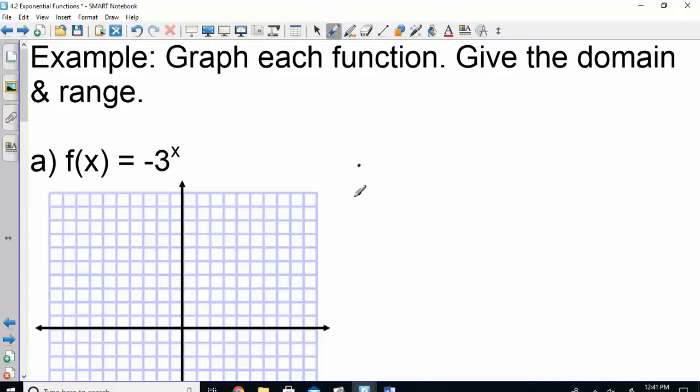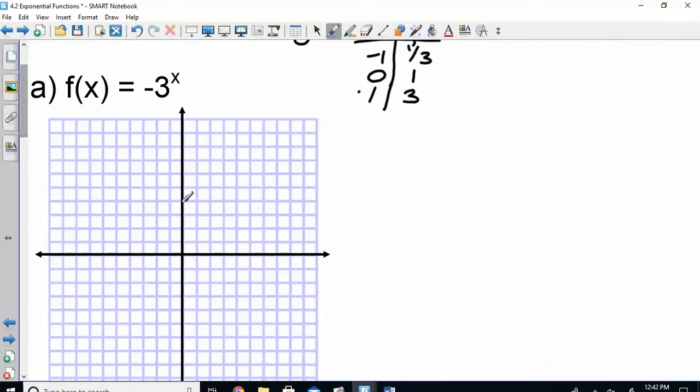So let's do the parent function first. When you get to your homework, I'm going to ask for the parent function. What would be my parent function here? Just 3 to the x power. And I told you, you really only need to plug in 3 points for that. -1, 0, and 1. So 3 to the -1, what does the negative exponent do? So it's 1/3. 3 to the 0, anything to the 0 power is 1. And 3 to the first is just 3.